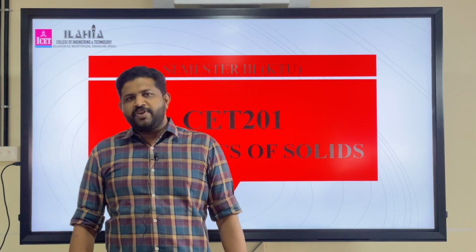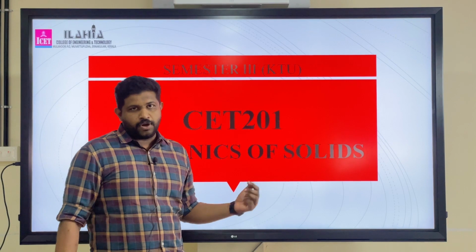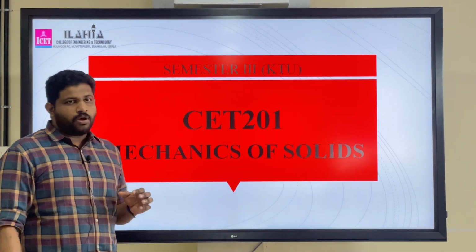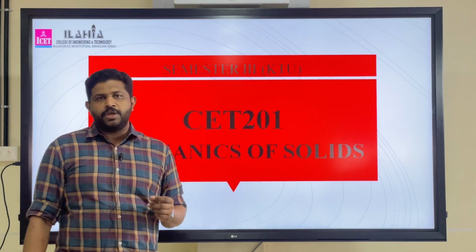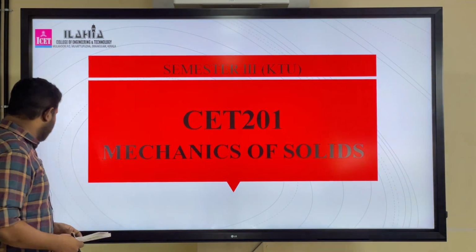Hi all, in this video we will be discussing some university questions from Mechanics of Solids. Subject code is CET 201. So I have included altogether 5 questions. 2 is from torsion, 2 is from pure bending, and 1 is from principal stress and principal strain. So first we can have a look on the first problem.